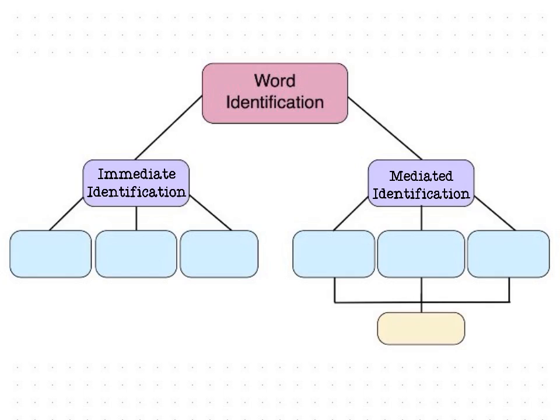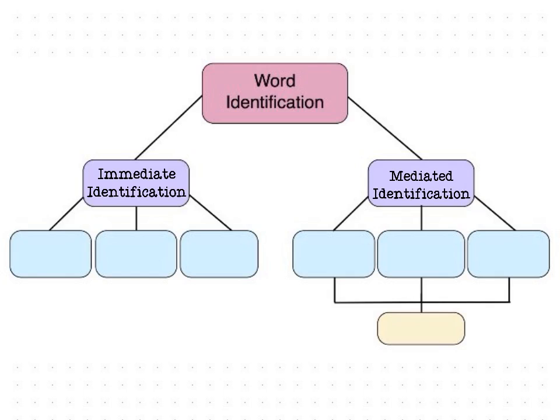If you placed immediate identification on the left side of your organizer and mediated identification on the right side of your organizer, then you are correct. Immediate identification is the ability for a reader to know a word in print immediately, in a flash. This means that it is normally memorized, something they know proficiently. Mediated identification, on the other hand, is what we do as readers when we do not know a word in print. We have to figure it out. The process of figuring it out is called mediated identification.